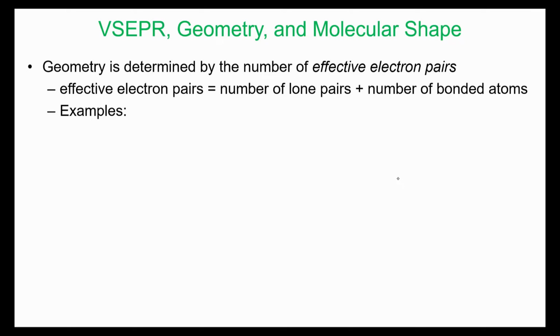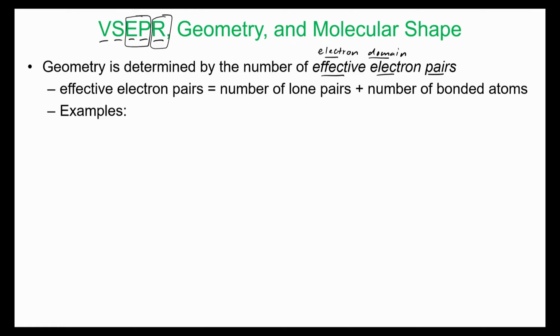Okay, so this tutorial is on VSEPR geometry molecular shape. The prevailing theory is called VSEPR, valence shell electron pair repulsion. This is the key to the whole thing: electron pair repulsion. An electron pair, our new textbook refers to these as electron domains. So I might use that term, and I might use the term effective electron pair.